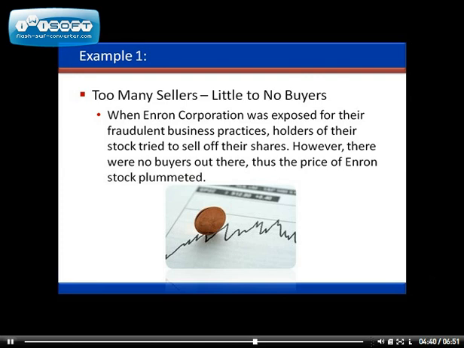Holders of their stock tried to sell off their shares before all of this happened. However, there were no buyers out there. At that point, the news and the press was all over this particular story, and nobody wanted to touch Enron stock, and the price plummeted, and eventually it was completely worthless.